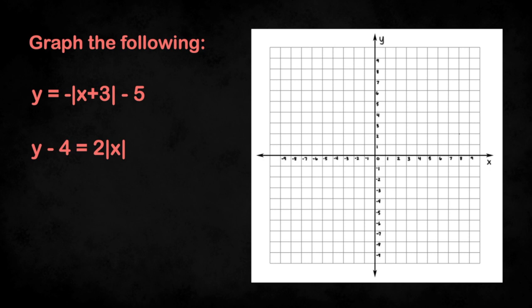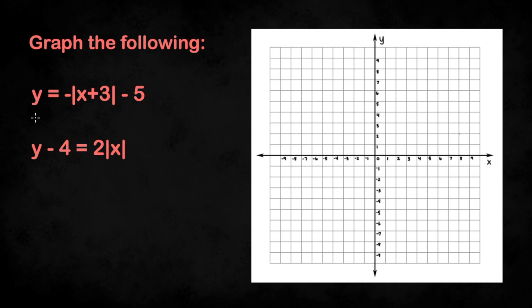As we have mentioned in our previous video, we can translate, stretch, shrink, and reflect graphs of absolute value using the form of the equation y equals a times the absolute value of x minus h plus k. This equation helps with any transformations of the parent function f of x equals the absolute value of x.